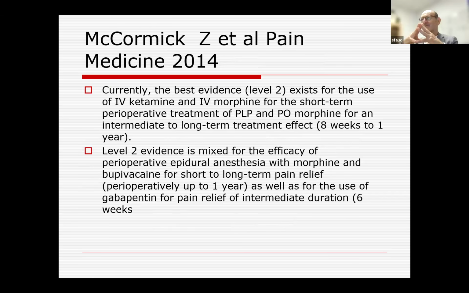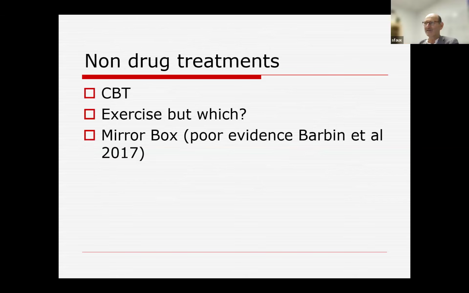So then in 2014, they showed that the best evidence, which is level 2 evidence, a single randomized controlled study, exists for the use of IV ketamine and IV morphine for a short-term perioperative period of phantom limb pain, and oral morphine for an intermediate to long-term effect. Level 2 evidence is mixed for the efficacy of perioperative epidurals with morphine and bupivacaine for short-term pain relief, as well as for the use of gabapentin for intermediate. So again, none of the evidence is very robust.